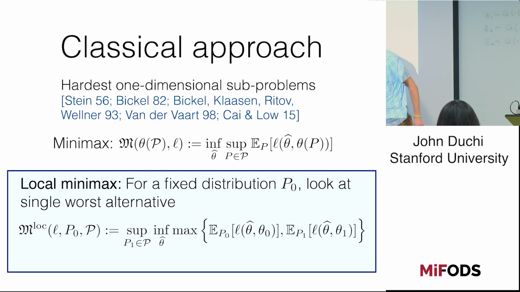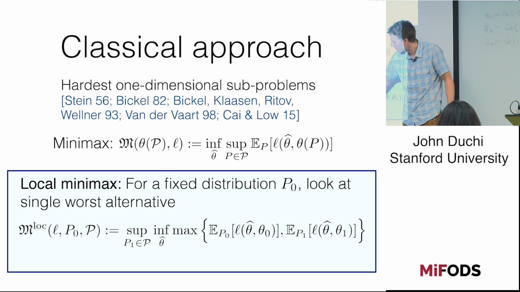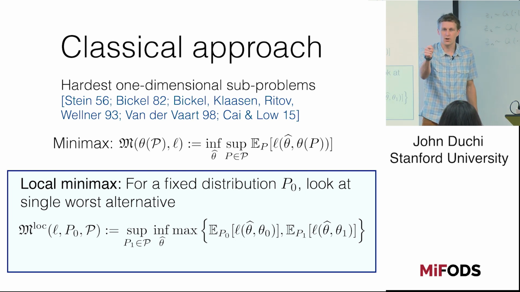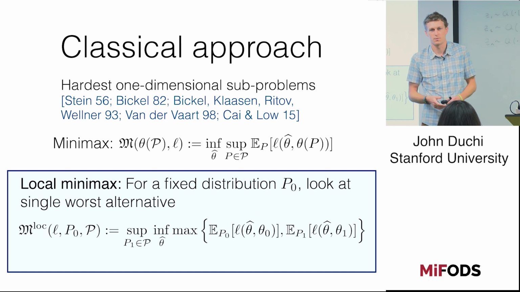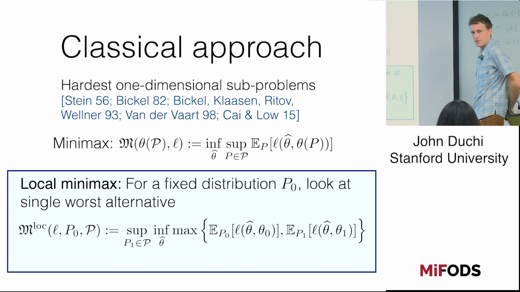So this, of course, is always going to be less than this quantity, because I moved the whole sup outside. But I'm looking at just the hardest single alternative. What's the hardest local alternative to my problem? So I have my problem at hand. What's the hardest alternative to it? And then we ask, what's the best estimator for this?